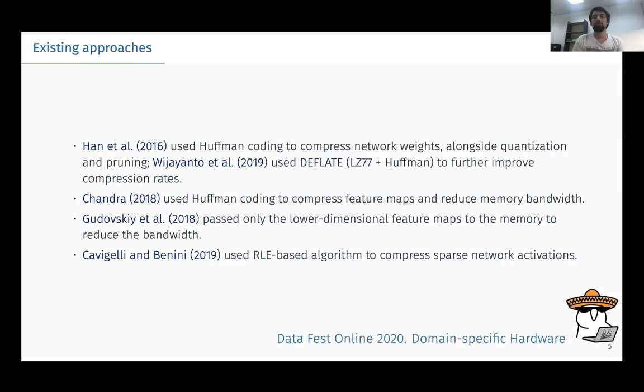And there is an existing line of works. First of all, Han already in 2016 used Huffman coding, which I'll talk about later, to compress network weights. And Wijayanta used deflate, which is a more complicated algorithm, to improve compression rates. Chandra also tried to use Huffman coding to compress feature maps. And two more recent works which we'll compare to are Gudovskiy et al. and Cavigelli and Benini. They tried some different approaches to compression, such as run length encoding algorithm, which utilizes sparseness of activations.